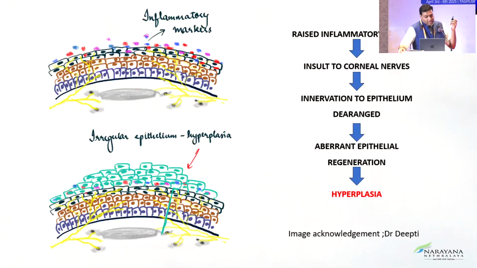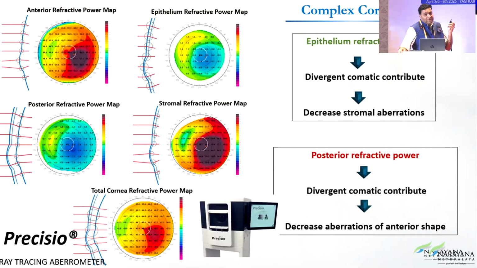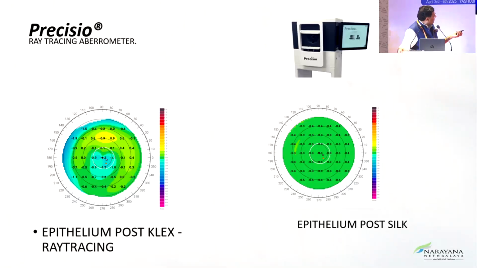So healthy nerves help in regeneration. The epithelium helps in regeneration, because when you have a very poor epithelium, that has a huge impact on your quality of vision, as seen by this ray tracing aberrometer here. This is a case where you can see that the ray tracing shows post-surgery epithelial refractive change, which is just vague. And this is a very unhappy patient.